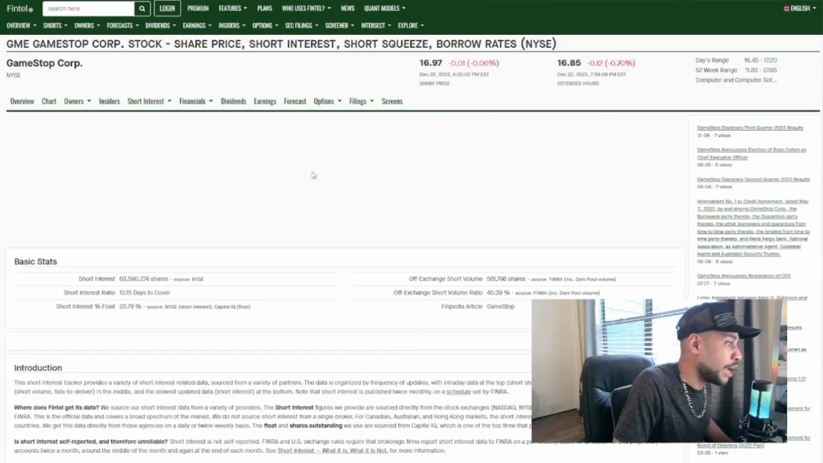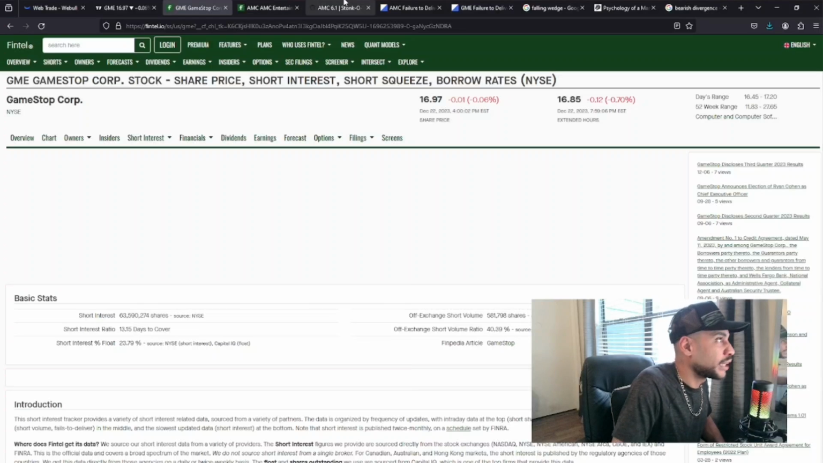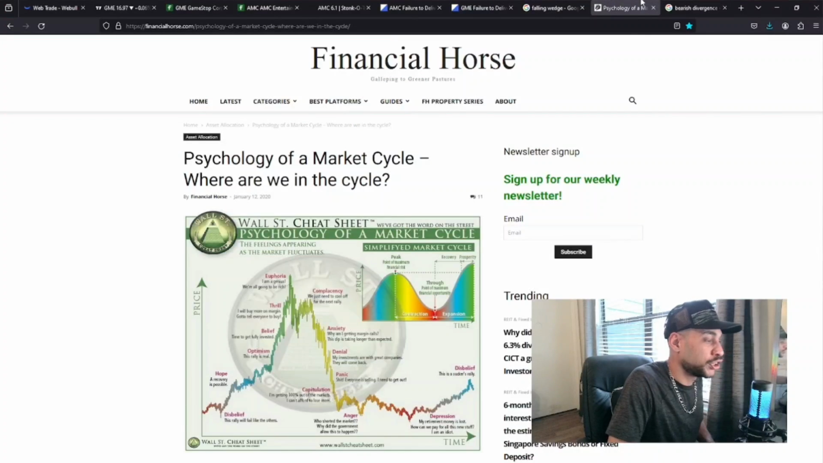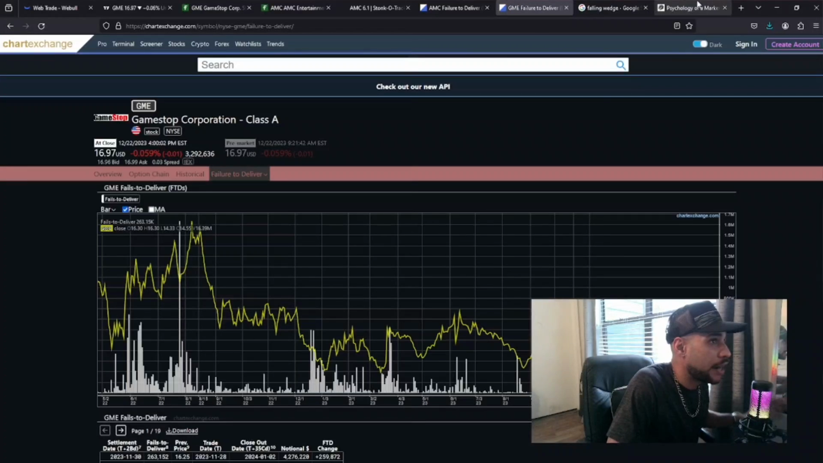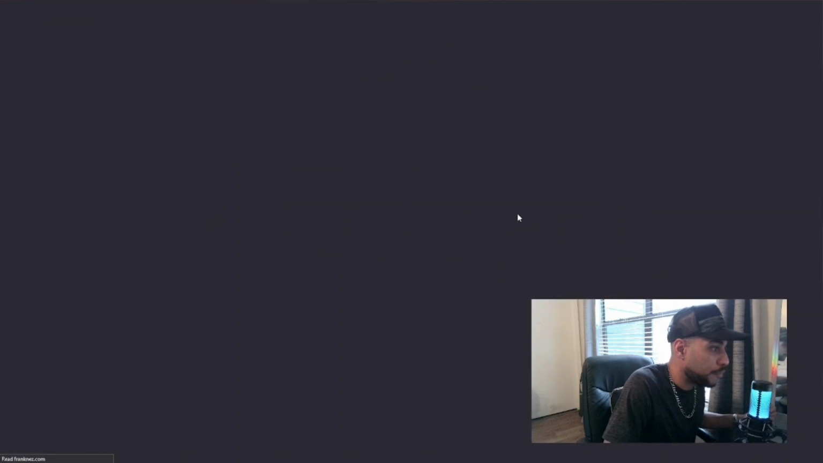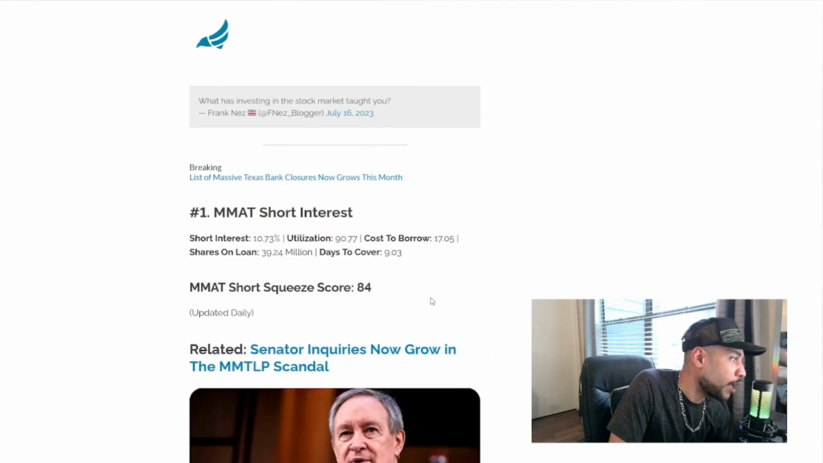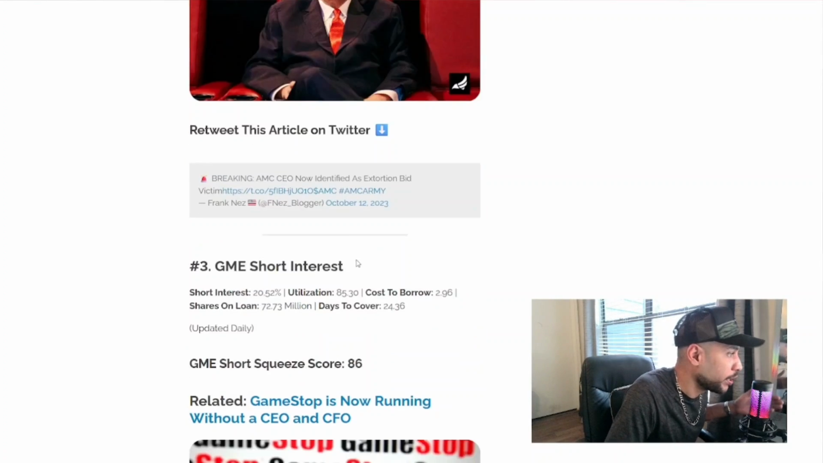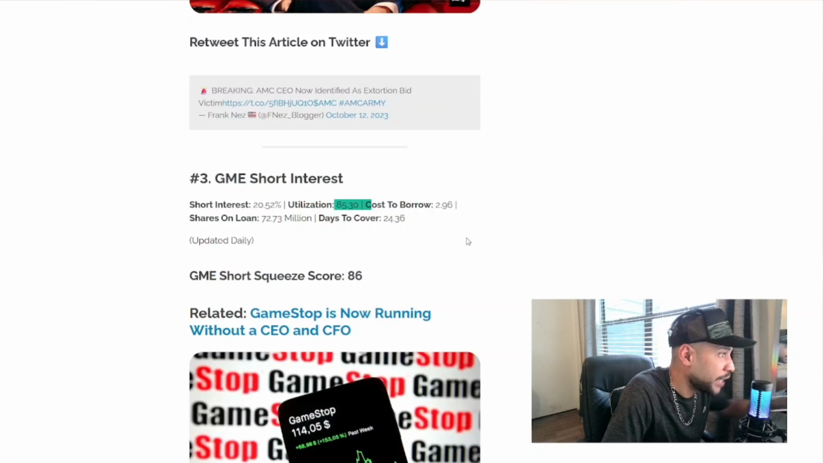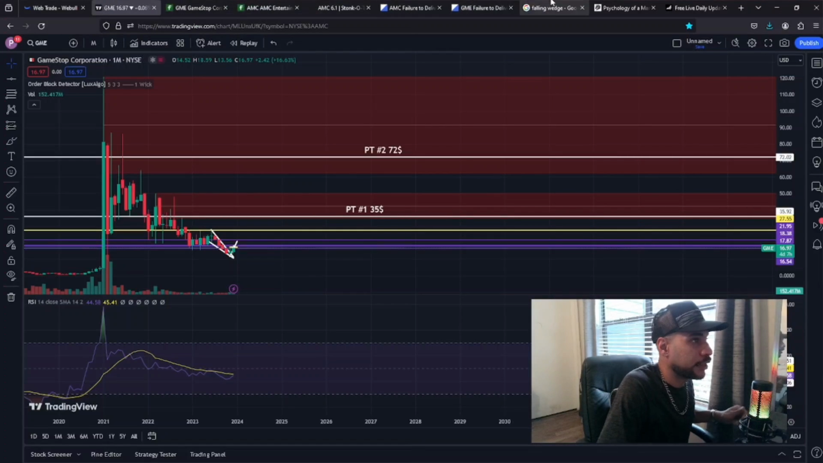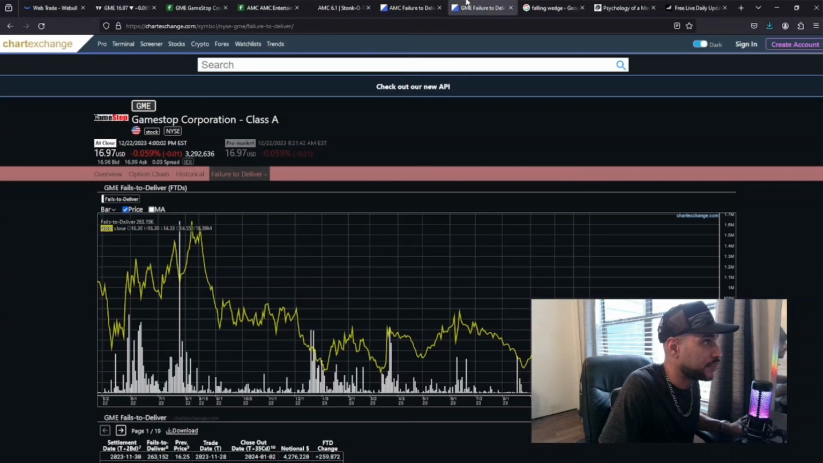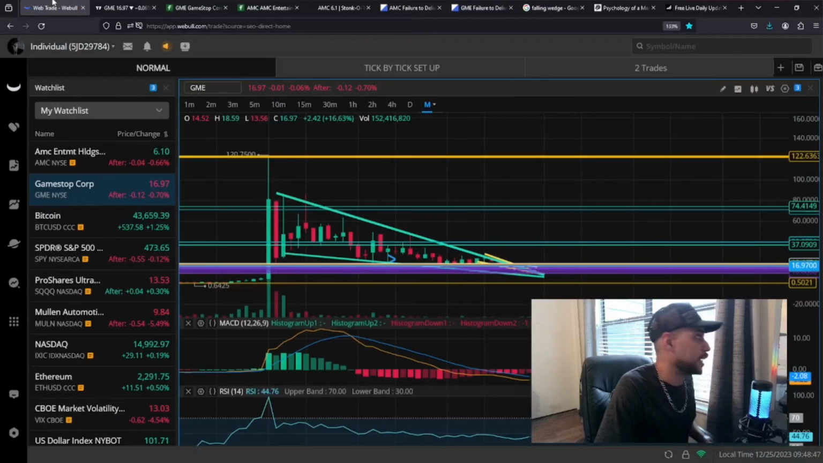Also because GameStop has 23% short interest. And if we look at GameStop's utilization, it is much higher as well. This is showing us that the liquidity for GameStop is much lower, so it's very illiquid. You can see that utilization is at 85%. Short interest is at 23%. And if we go ahead and look at FTDs, we have a little bit more FTDs as well.